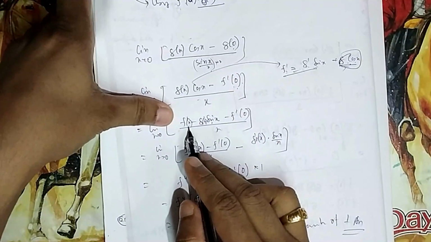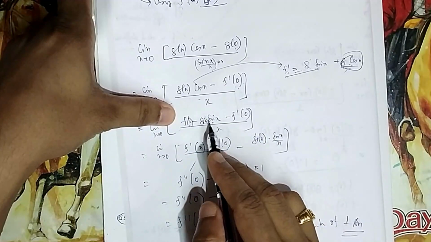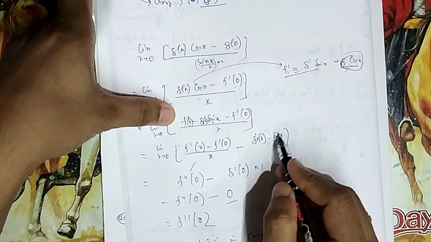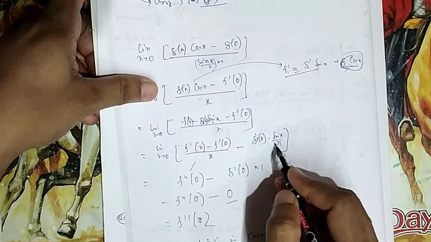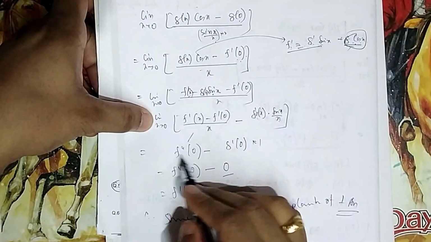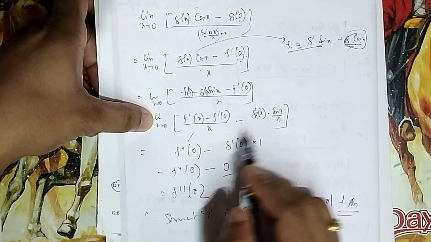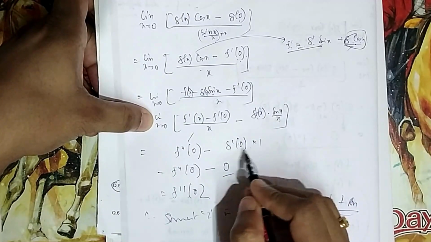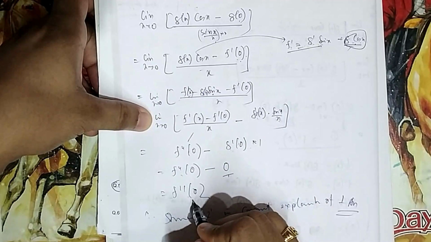Now this one you can write as f dash x minus f dash 0 by x, and g dash x minus sin x by x. So if you use the limit, this is already 1, so if you put 0, this is f double dash 0, the original definition of the function, and this is g dash 0. Now g dash 0 they have given as 0, so it is equal to f double dash 0.